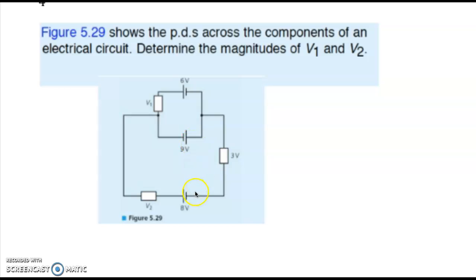If we use this section here from the 9 volts around the outside, then we have another loop with 2 resistors. There's really no need to use this loop around here because that would give us 3 resistors. Now, what are we trying to find? We're trying to find V1 and V2. So we're going to use 2 loops. This loop first and this loop second.